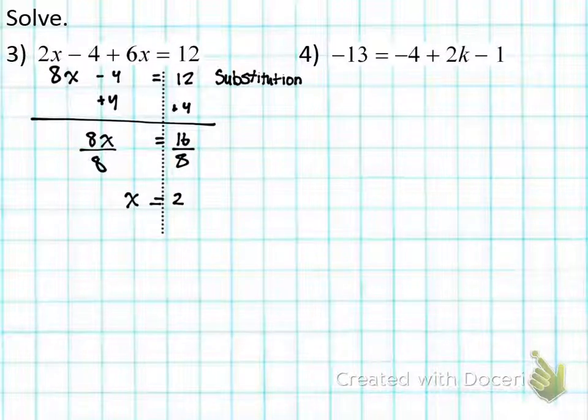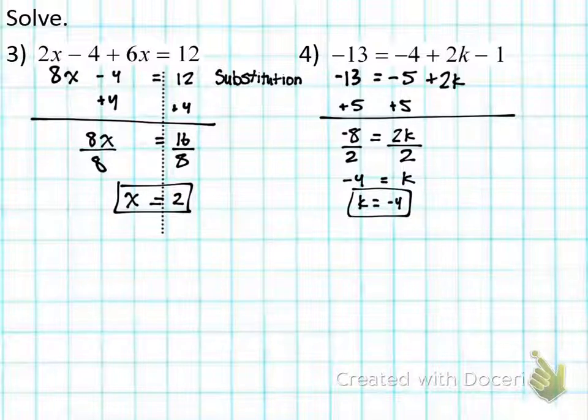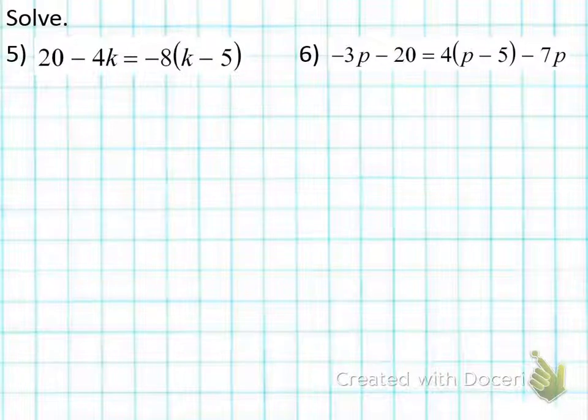Number 4, go. Number 4, k is equal to negative 4, right? Combine like terms. When you combine like terms, what property do we use? How did I get negative 5 here? What property? Substitution property. And then when I add 5 to both sides, that's called the addition property of equality. And then when I divide both sides by 2, I get the division property of equality. Good. Number 5.